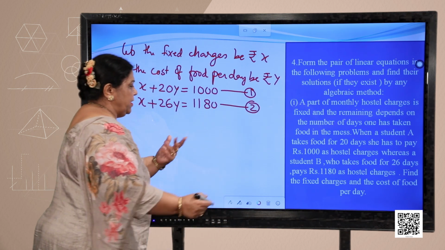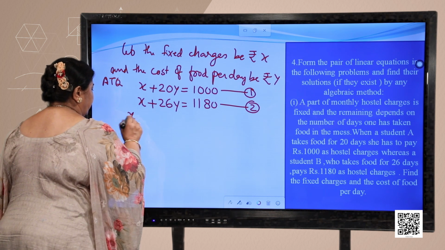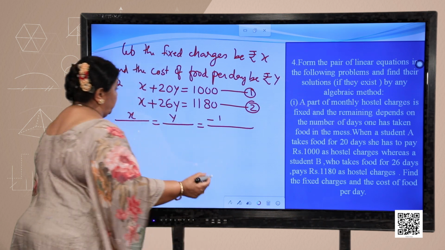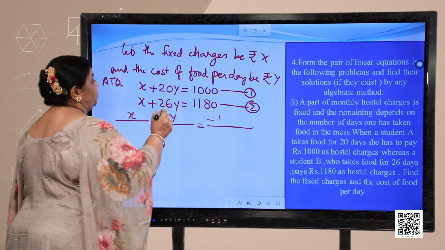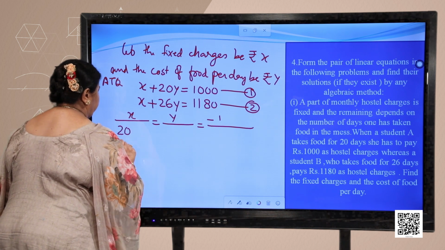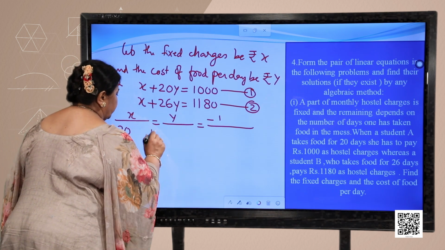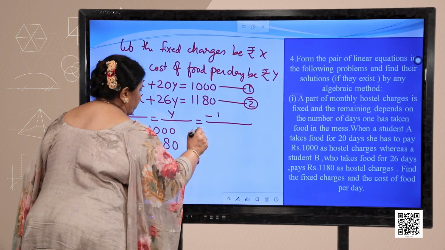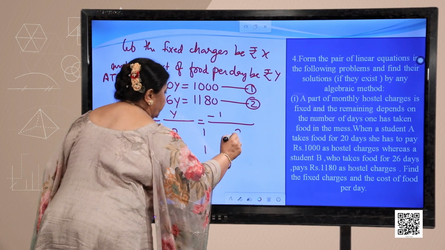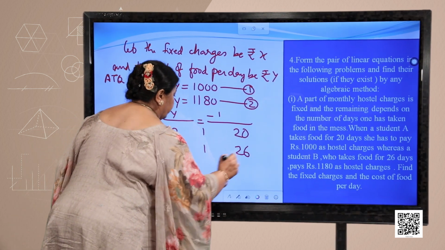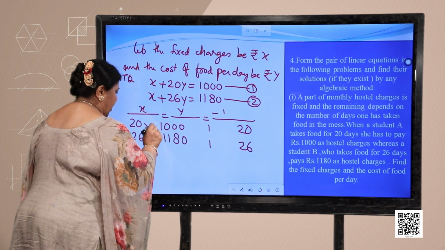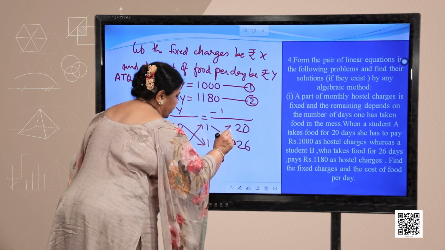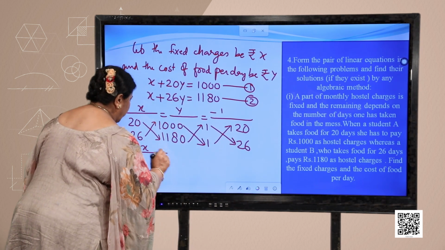Now, because any algebraic method is allowed, let us take the cross multiplication method: x, y and minus 1. I hope you remember the pattern 2, 3, 1, 2. So, 2, 3 is for constant term, 1 is coefficient of x and again coefficients of y. We call it as the 2312 method. So, easy to remember and solve. We need not even remember the formula.